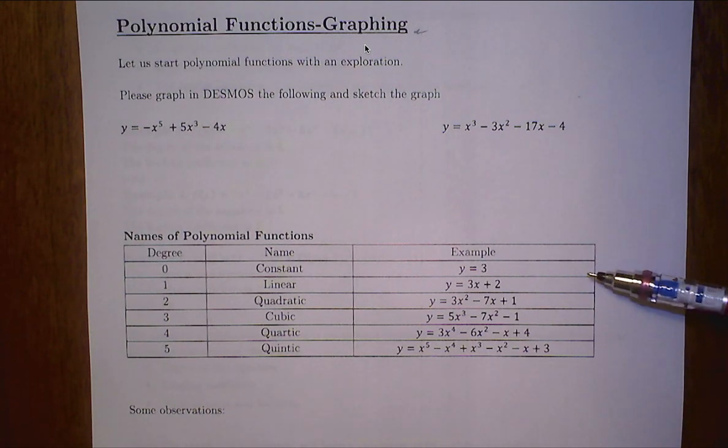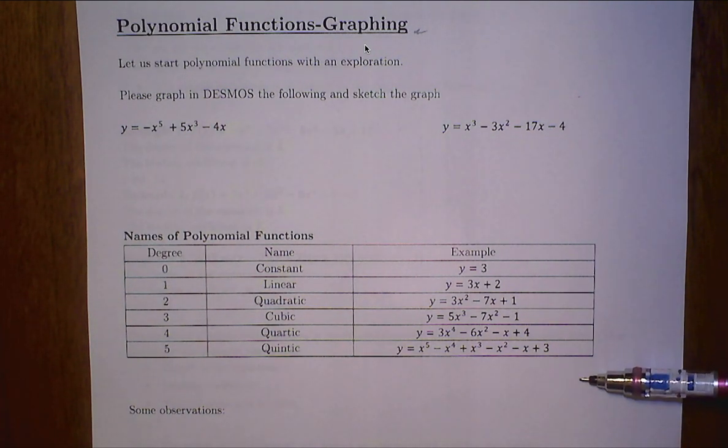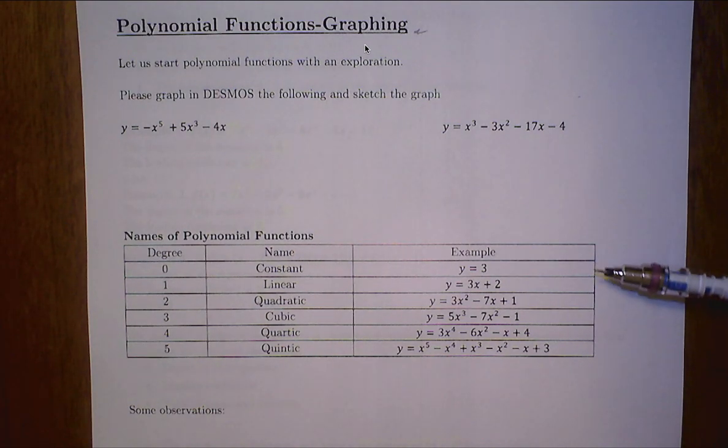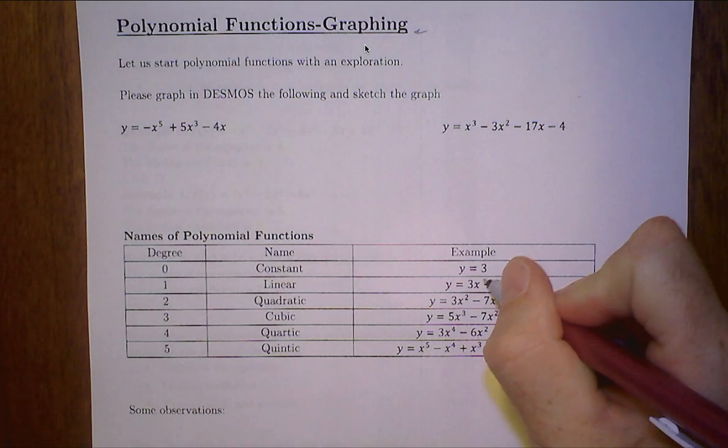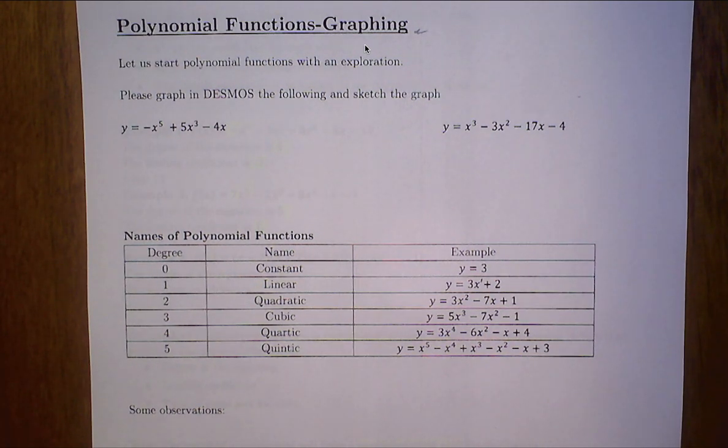But here are some examples of polynomial functions. The first polynomial function, of degree 0, is y is equal to 3. We call this a constant function. The first degree, or a degree 1 polynomial function, is linear. The reason why it's degree 1 is that the highest exponent for a variable is 1. Linear, you're quite familiar with linear.